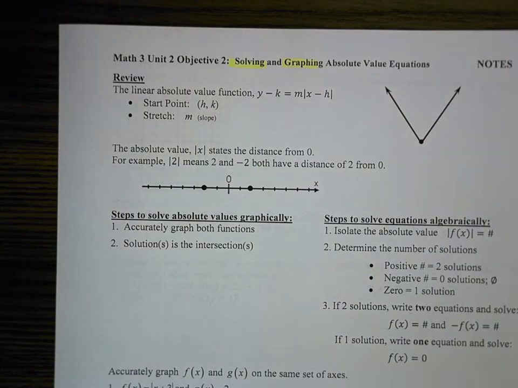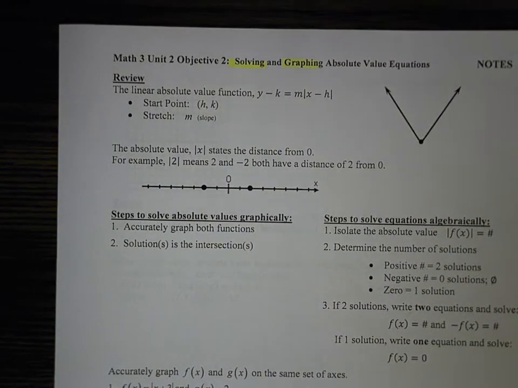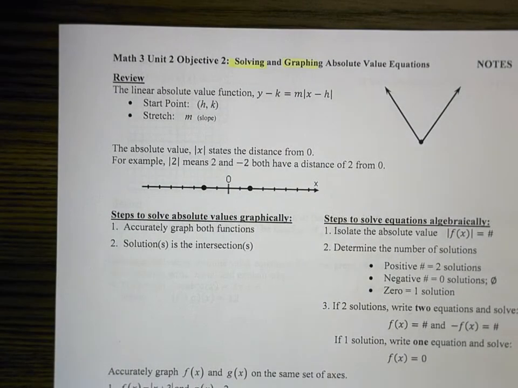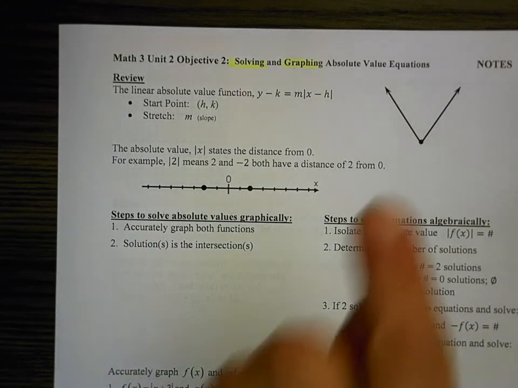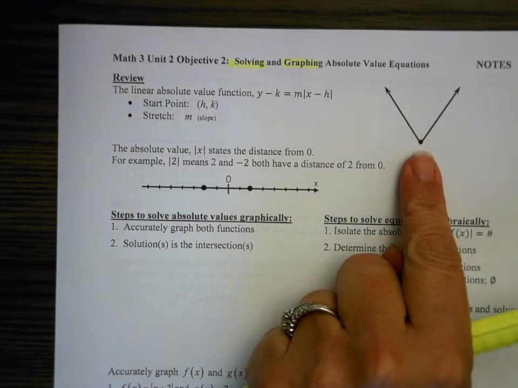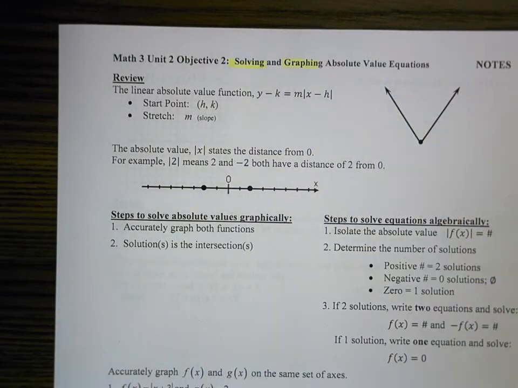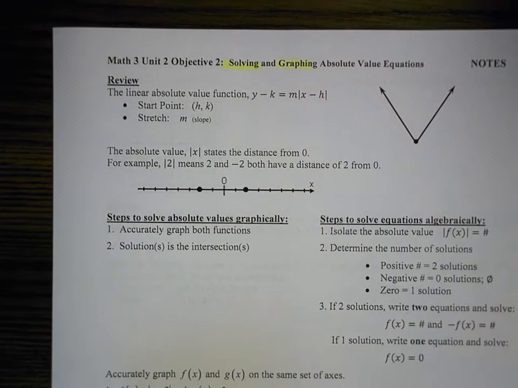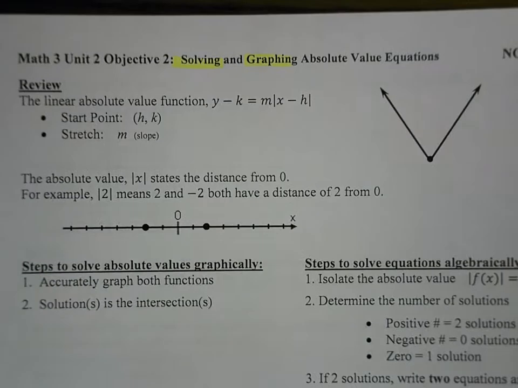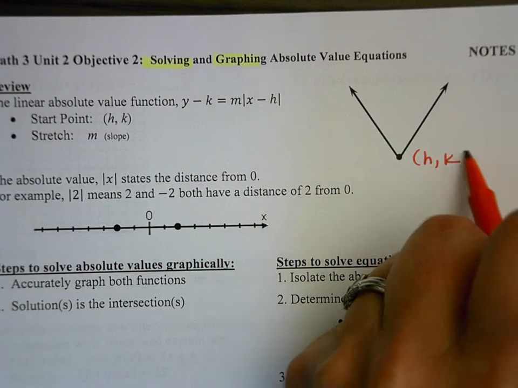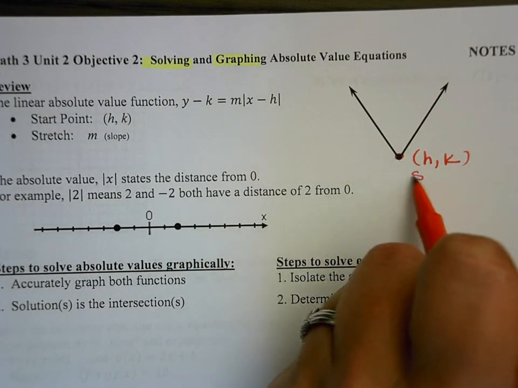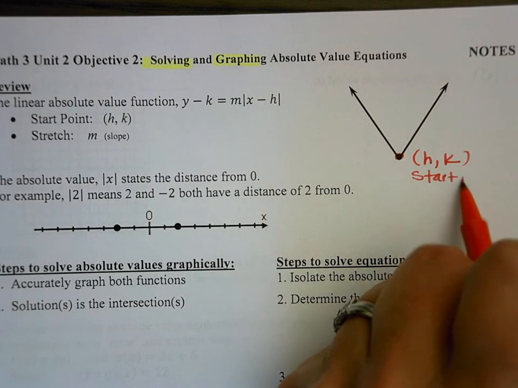absolute value equations. So a couple of things just to review, to make sure we're in a good spot here. Our parent function for linear absolute value, remember, is that V shape, right? So this is our parent function. And the vertex here, let me zoom in just a little bit, is our start point, which is (h, k), right? So this guy right here is our start point.